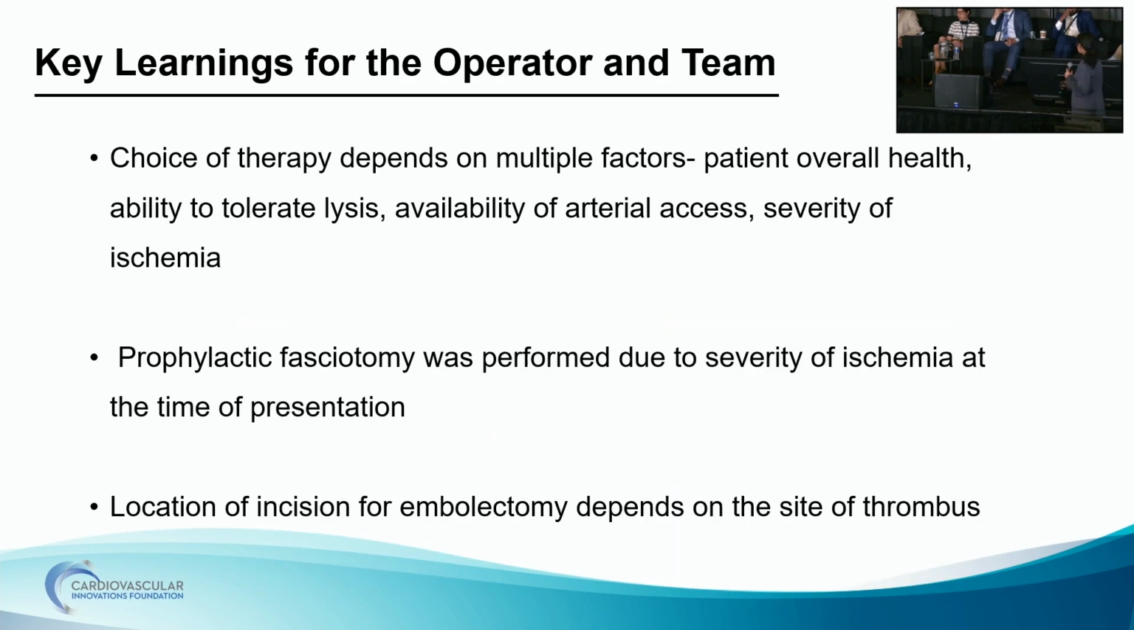So key learnings in this case for us were that the choice of therapy is dependent on multiple factors, including overall patient health, ability to tolerate lysis, availability of arterial access, and severity of the ischemia. Prophylactic fasciotomy was mainly performed due to the severity of ischemia at the time of presentation, and the location of incision for an embolectomy depends on the site of the thrombus.